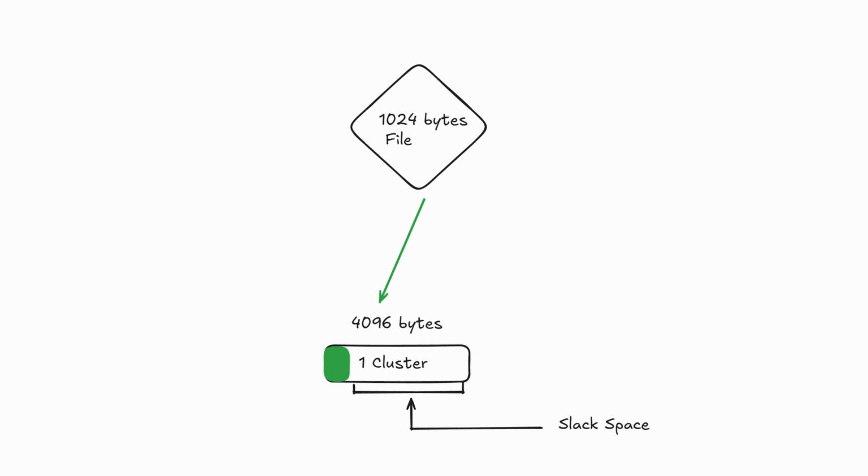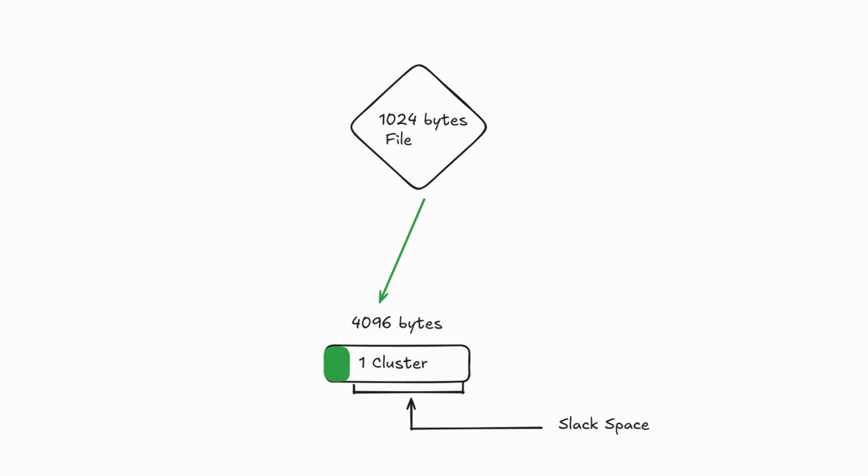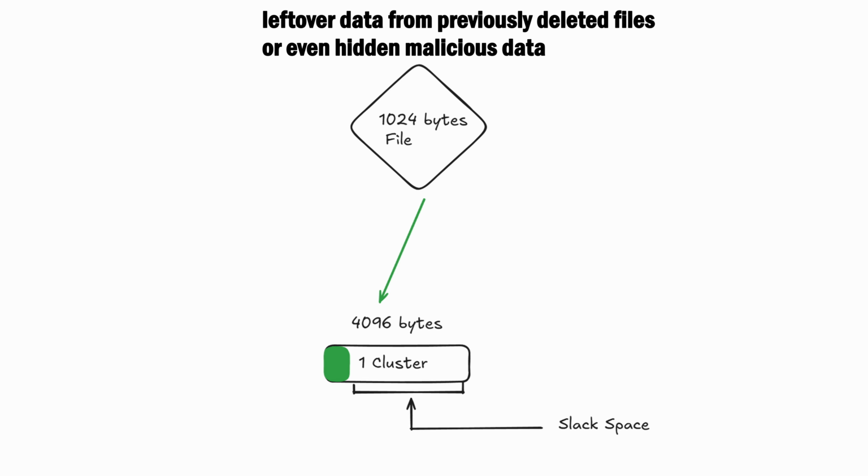That unused space inside the cluster is called slack space. Slack space is unused space inside an allocated cluster. Why does it matter? This space can contain leftover data from previously deleted files or even hidden malicious data.